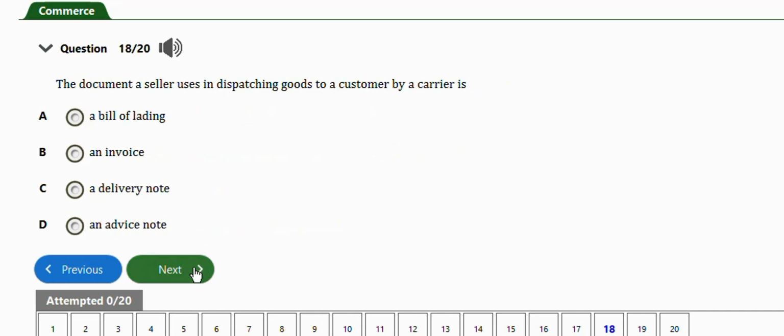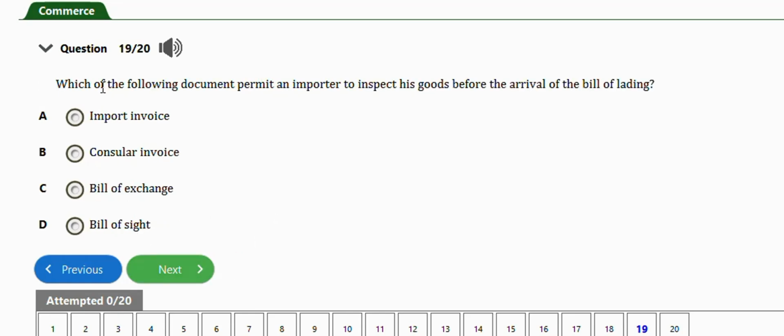Next question, it says the document a seller uses in dispatching goods to a customer by a carrier is a bill of lading, an invoice, a delivery note, or an advice note. So the right answer to this question is option C, delivery note. Next question, it says which of the following documents permits an importer to inspect his goods before the arrival of the bill of lading? The right answer to this question is option D, bill of sight.